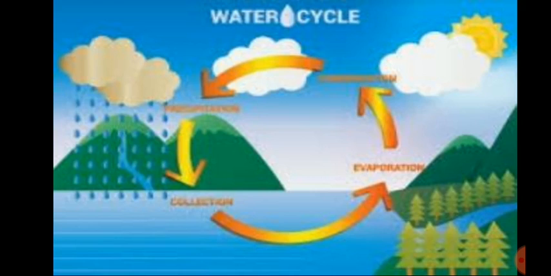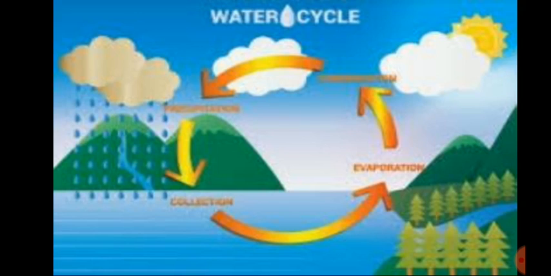As the water vapor rises up into the air and comes in contact with the air, it starts cooling down and forms tiny water droplets. These water droplets come together to form clouds, and this process is known as condensation. Condensation is a process in which water vapor changes into water due to cooling.